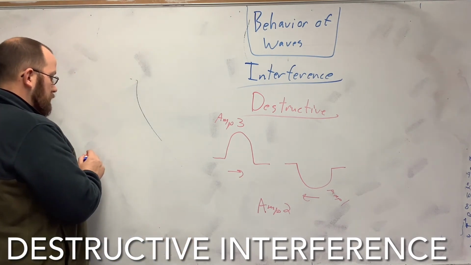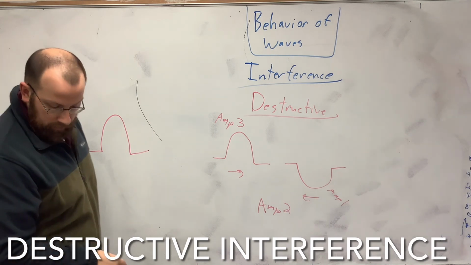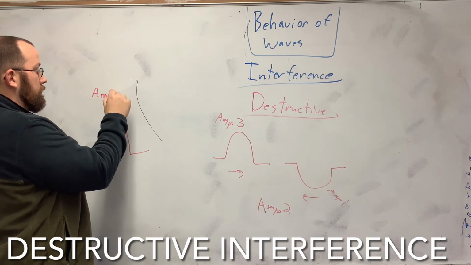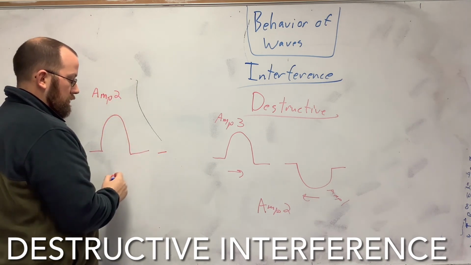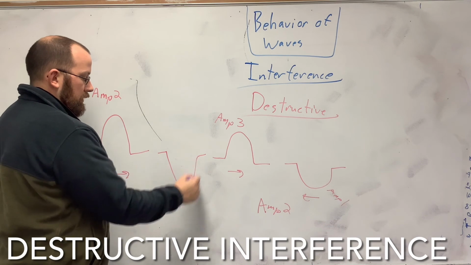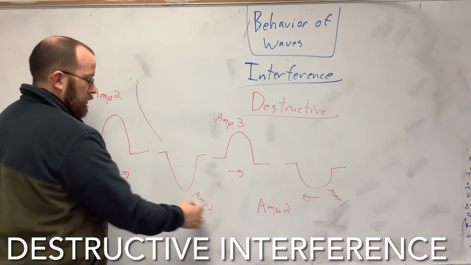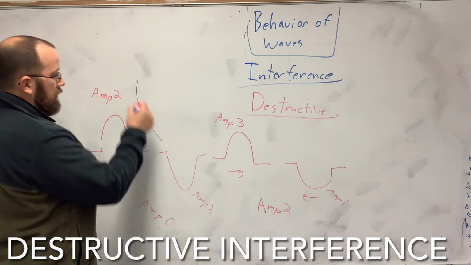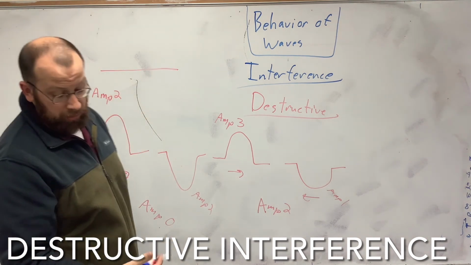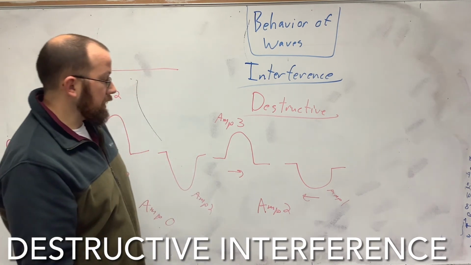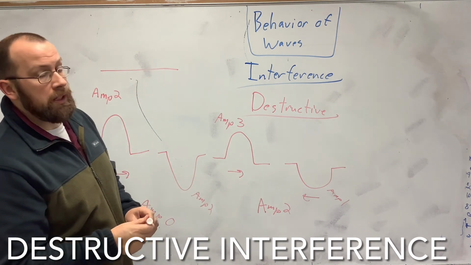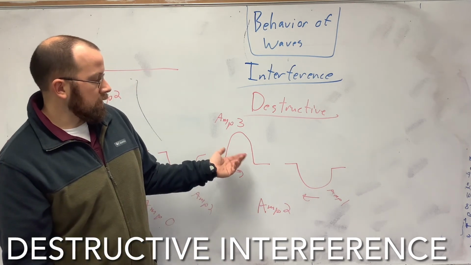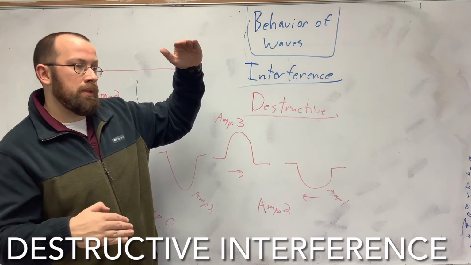Now if I have a crest that has an amplitude of 2, and then I have a trough that has an amplitude of 2, when these two hit, I'll have amplitude 0. It results in a straight line. Destructive interference, they destroy each other. So basically they shrink each other in destructive because they're not the same size, and it's a crest and a trough, so one's up and one's down. When they hit, they'll shrink.